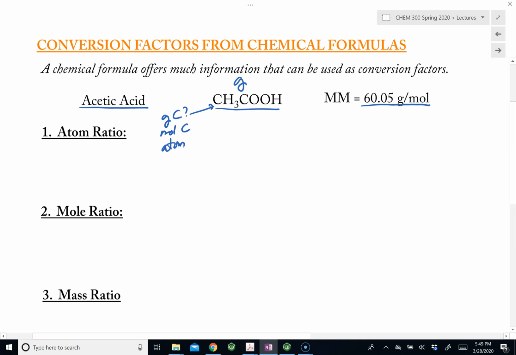And similarly, we can do the same thing. We can ask for the amount of hydrogen in grams or in moles, and the atoms of hydrogen as well. And similarly for oxygen. These are some of the basic problems the student needs to be able to do in general chemistry courses. And to be able to do that, we need to go over the different conversion factors from the chemical formula.